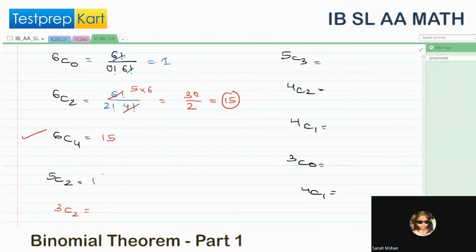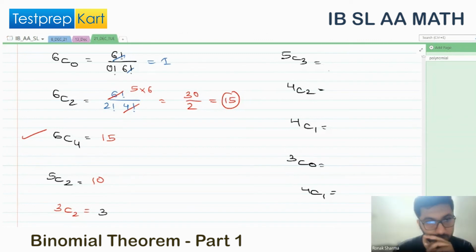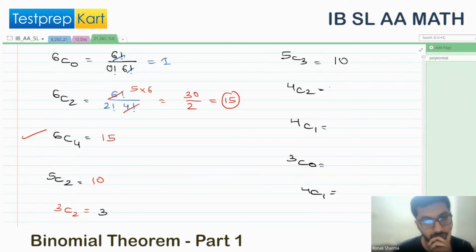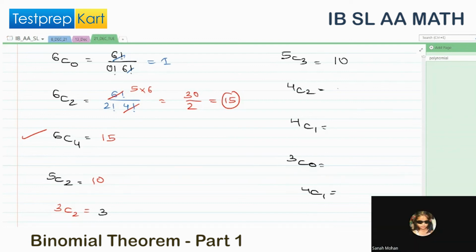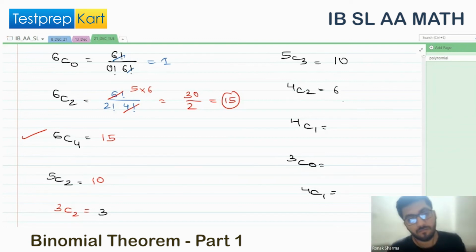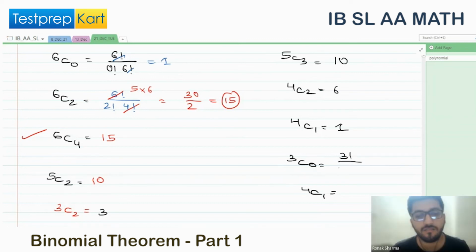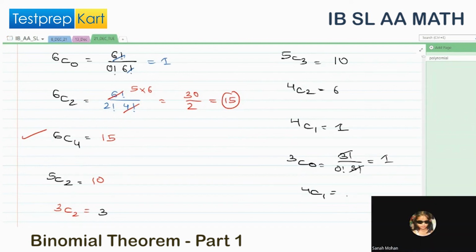10. 3. 10. 6. 1. 3. One. And then one again. 1.